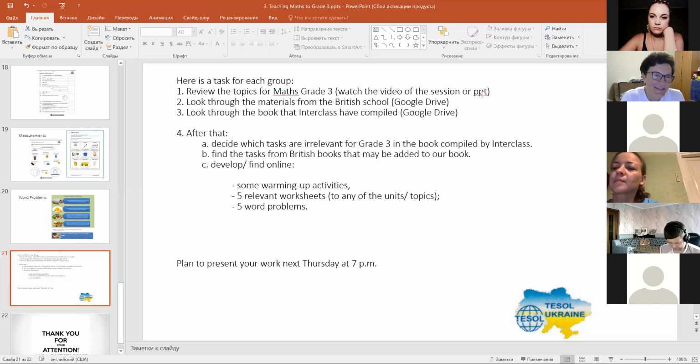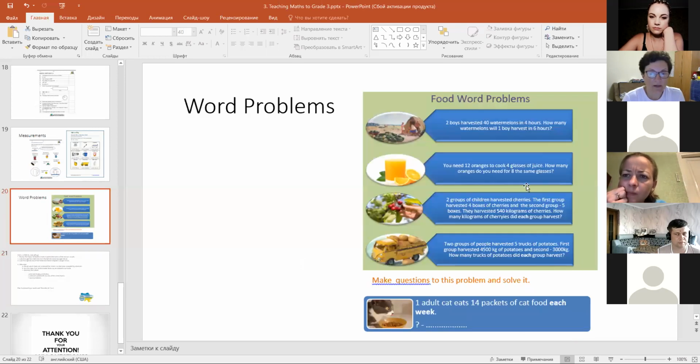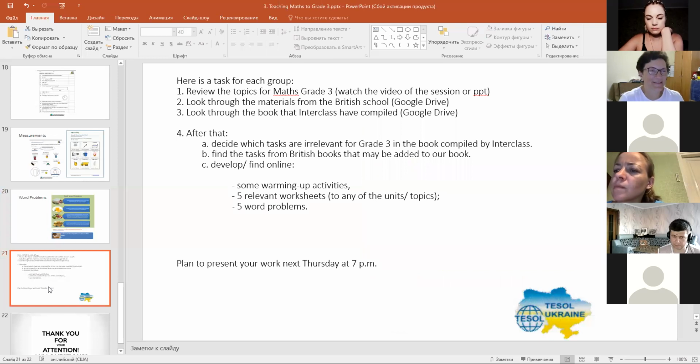And the most difficult task, but I hope you'll cope with it, you will develop 5 word problems using the example that I already gave you. And this example, we'll go back to this example right now. So usually this is a word problem for 2 math operations, multiplication or division, or 2 multiplications or 2 divisions, like this. So if you have any questions, please ask me.